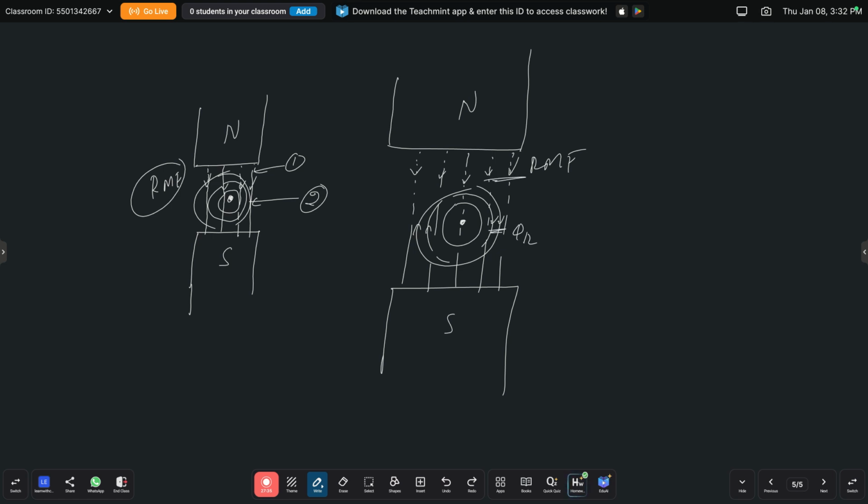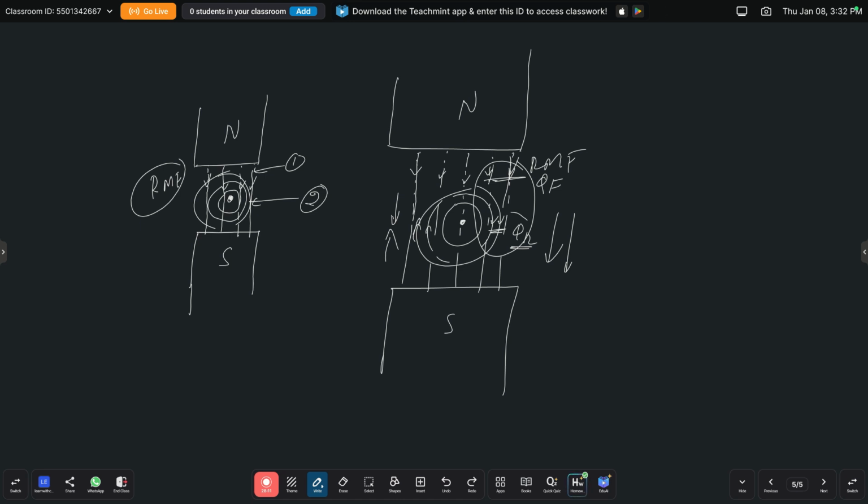This is phi r, this is phi f. Phi f is the rotating magnetic field, phi r is the rotor flux. If you see the right side of this rotor, the rotating magnetic field flux and rotor flux are both in the same direction. If you see the left side of this rotor, the rotating magnetic field direction is downwards and the rotor flux direction is upwards. This is the opposite direction.